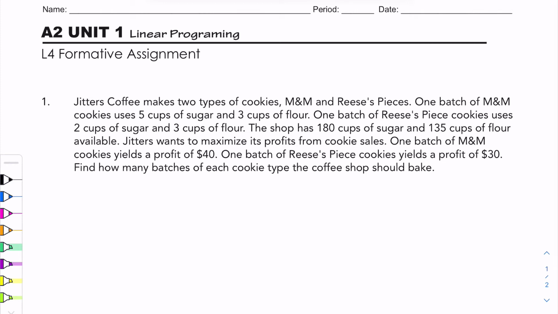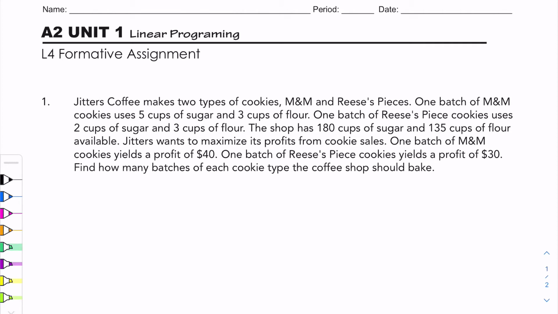Jitters Coffee makes two types of cookies, M&M and Reese's Pieces. One batch of M&M cookies uses 5 cups of sugar and 3 cups of flour. One batch of Reese's Pieces cookies uses 2 cups of sugar and 3 cups of flour. The shop has 180 cups of sugar and 135 cups of flour available.